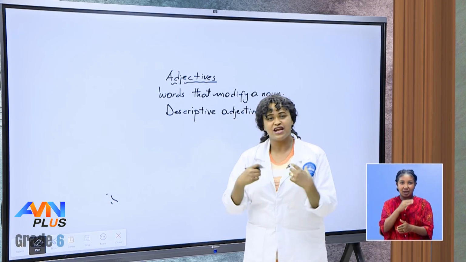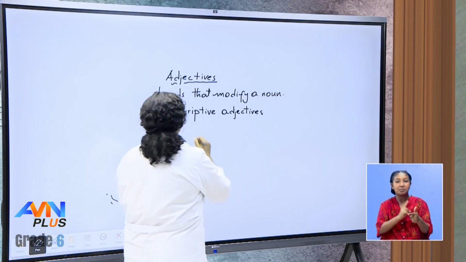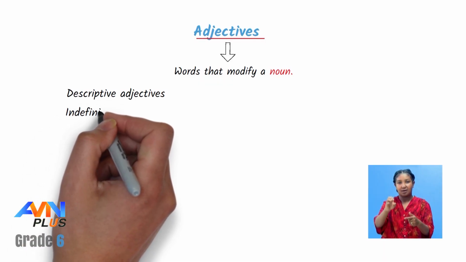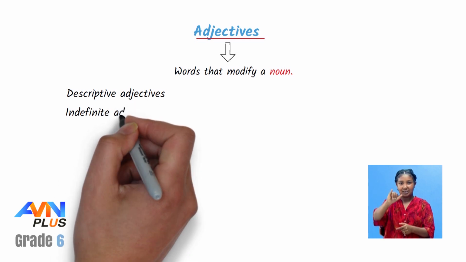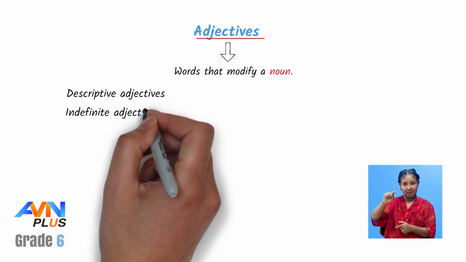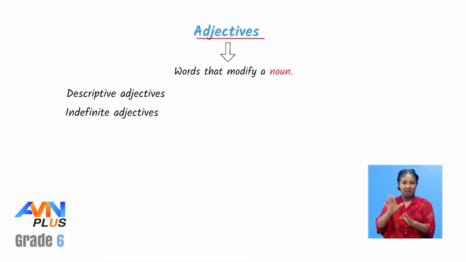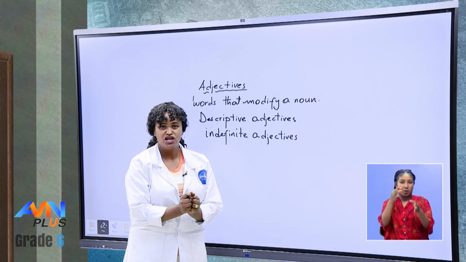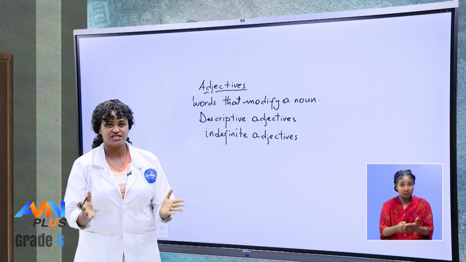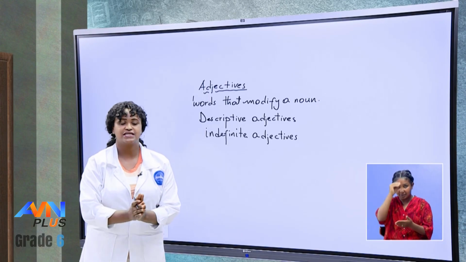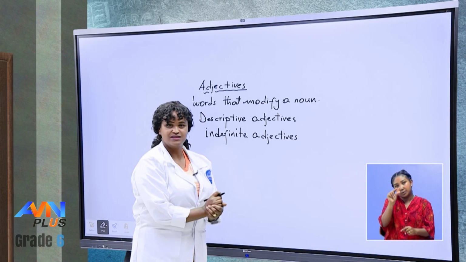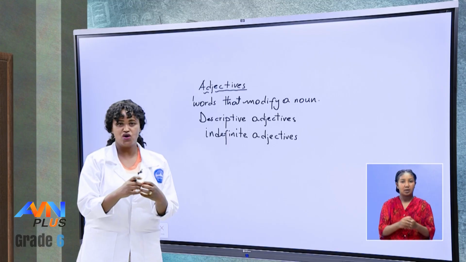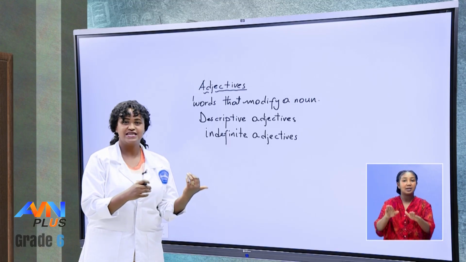And the other adjectives that we have seen are the indefinite adjectives. Indefinite adjectives, as the name implies, indefinite means something which is not specific, yes? So under indefinite adjectives, we have seen the words like some, several, yes? These are all under indefinite adjectives.